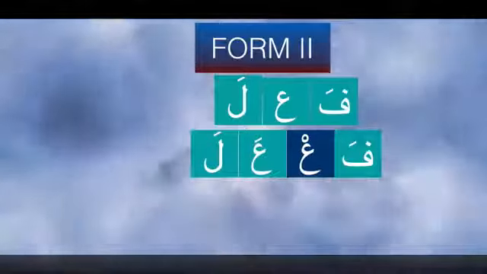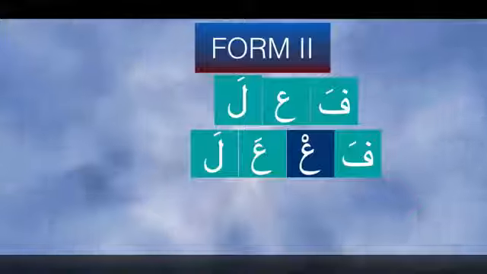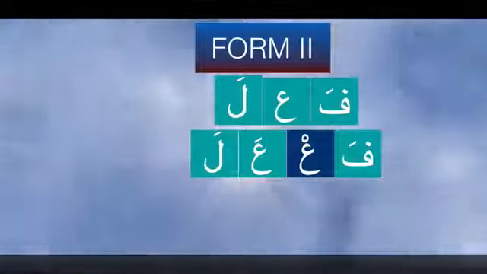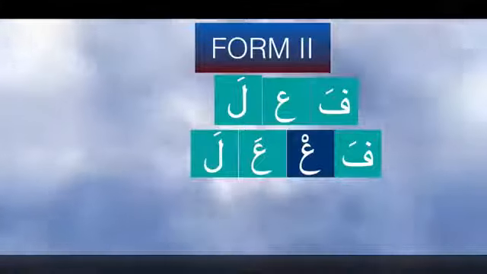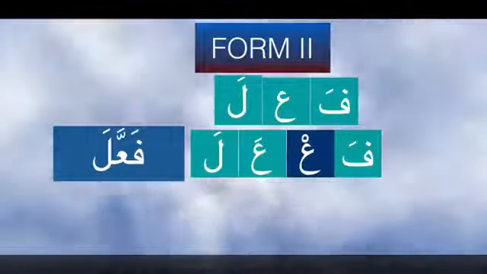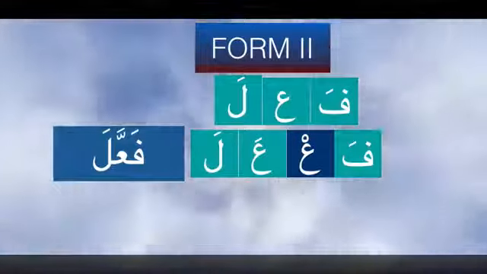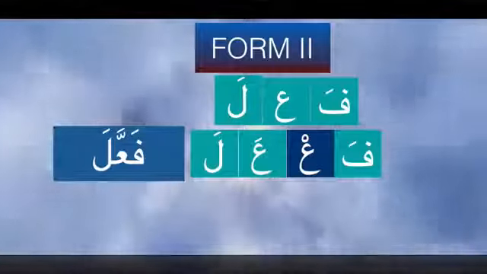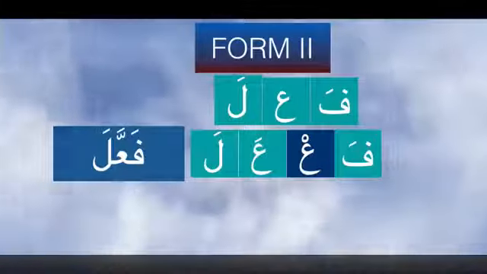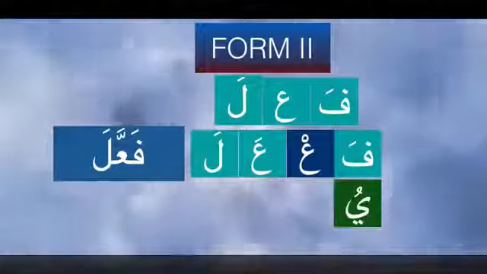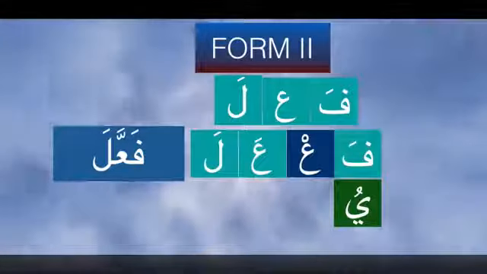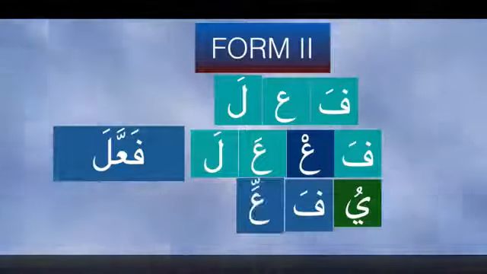So this is the form 2 type of verb. How do we pronounce it? Fa''ala. And how is it written? It's written with shadda. Fa''ala. That's the madi. That's form 2. And how is mudari' made? Mudari' we know, if it is 4 letters, it will begin with yu, and it will be yu, fa, 'i, lu.